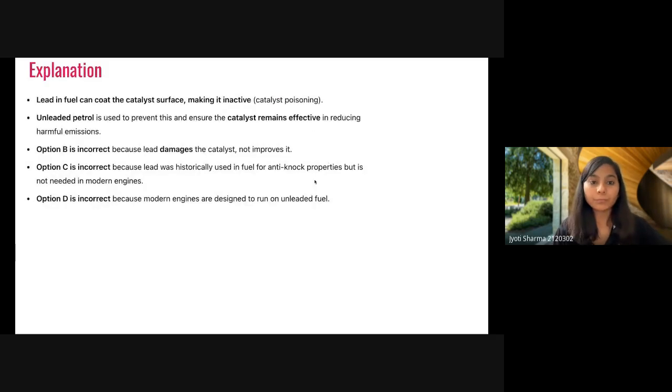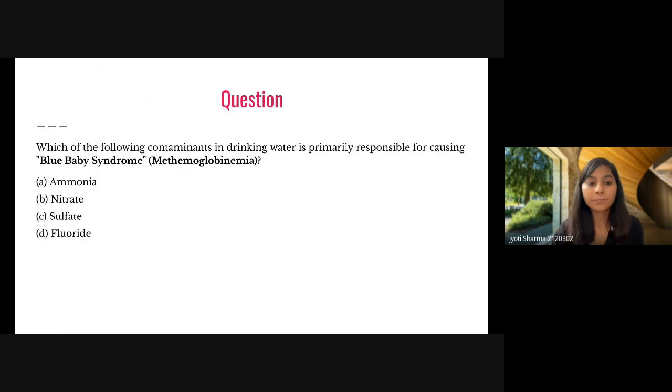So what you can do is read about the catalytic converter. That is very important from the perspective of the NET exam if you are appearing in environmental sciences. You must know what kind of catalytic converter we are using in vehicles and why we do not need lead in the petrol right now, but we are using lead free petrol. So you can read a little bit more about this.